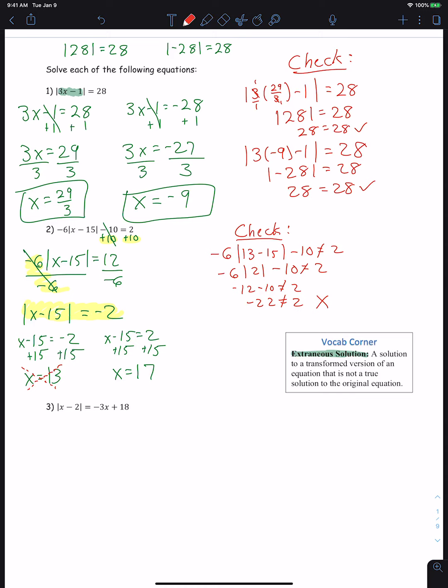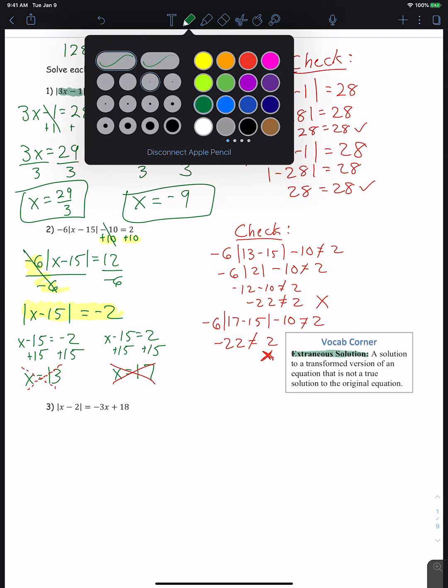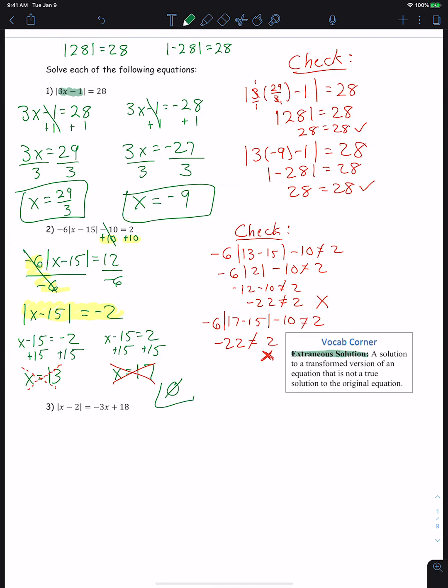So let's check 17 also. We have to check our other solution. That'll be negative 6 times the absolute value of 17 minus 15, minus 10 is equal to 2. We're going to end up getting the same thing, negative 22 is equal to 2, but that's not true. So this is not a solution. It's an extraneous solution. Therefore, we have no solutions. So this would be a case where we have no solutions.